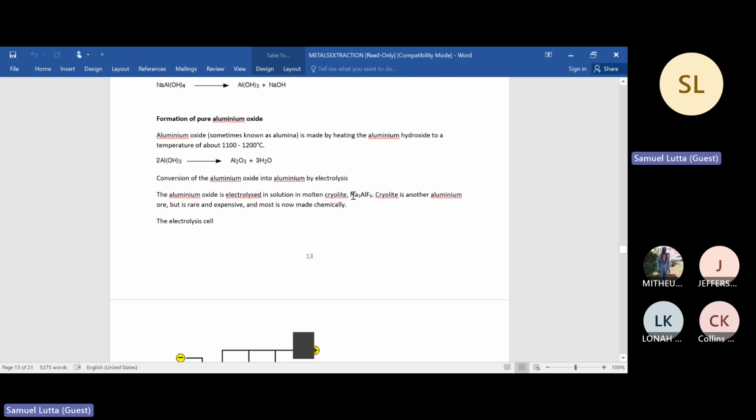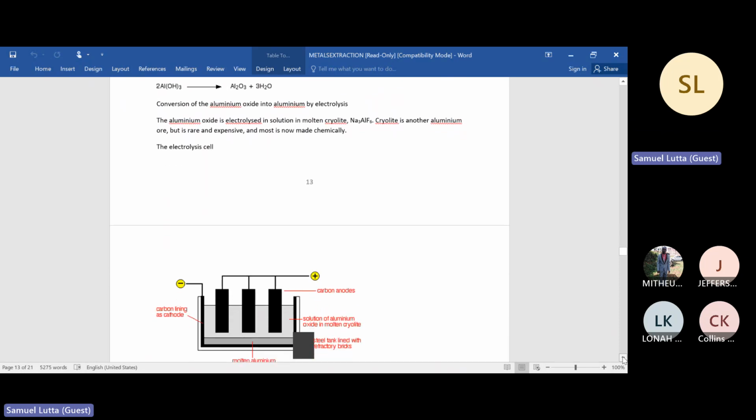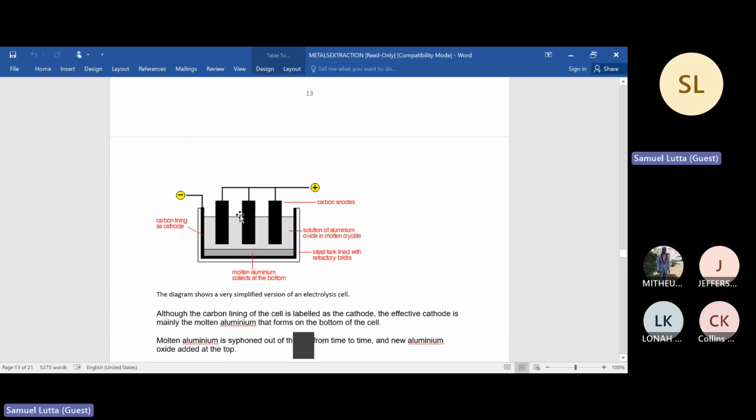So it is mixed so that the melting temperature can reduce. So this is what we have. And when you mix this aluminium oxide plus cryolite, then you now carry out electrolysis. So this is the setup for electrolysis.